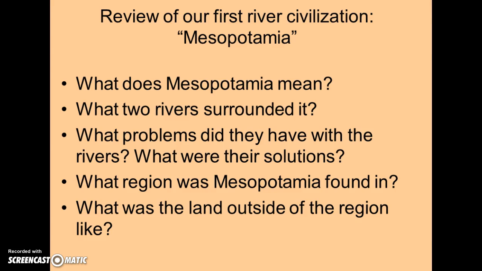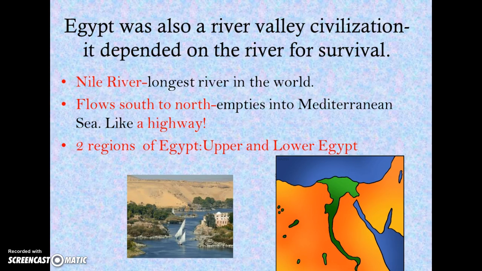How'd you do? This is our second river valley civilization, and like the Mesopotamians, Egypt depended on the river for survival. So the first thing you need to know is that Egypt is located in northern Africa. The Nile River, which flows through Egypt, is the longest river in the world. And unlike most rivers, it flows from the south, so down here in the bottom, up to the north. Think of this as kind of an ancient highway used by the Egyptians to get where they needed to go.